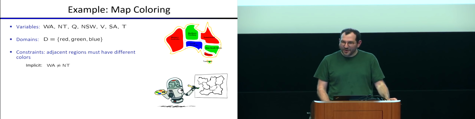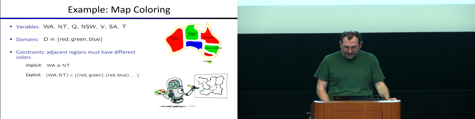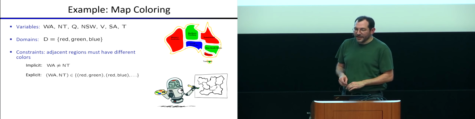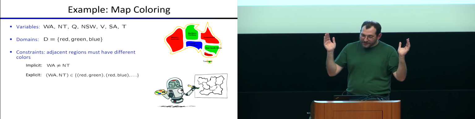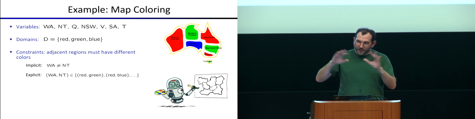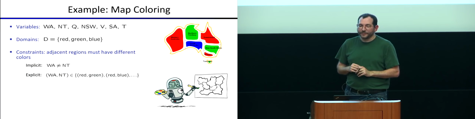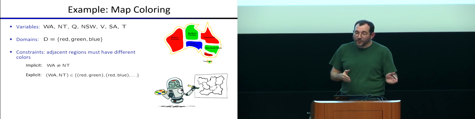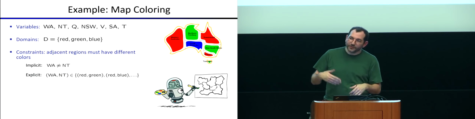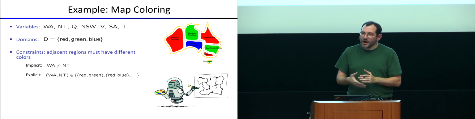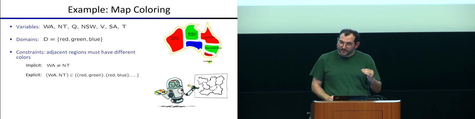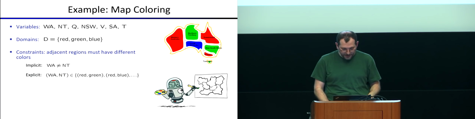But of course, inequality like this, we could write it out explicitly. An explicit constraint is something like the pair WA, NT has the following elements as legal elements of their joint cross domain. So WA comma NT can be one of the following pairs: red, green; red, blue; blue, green; whatever, and so on and so on, but not red, red. Okay, implicit versus explicit constraints. It's going to be an important distinction that's going to keep coming up.